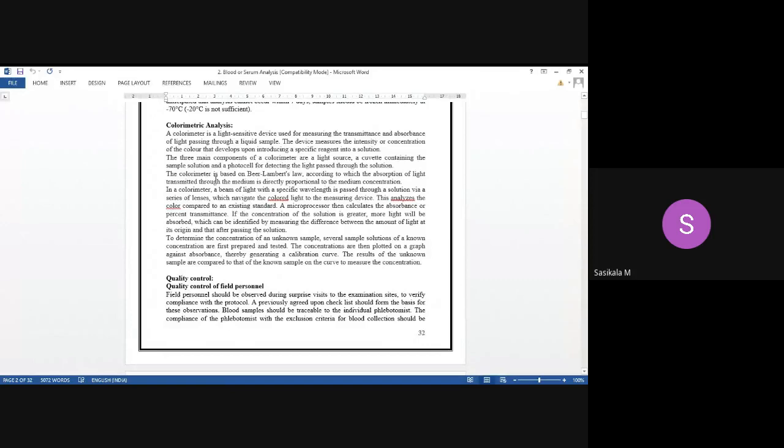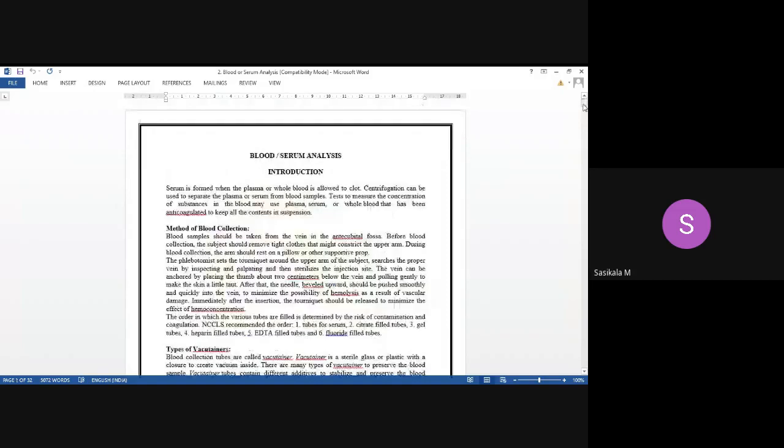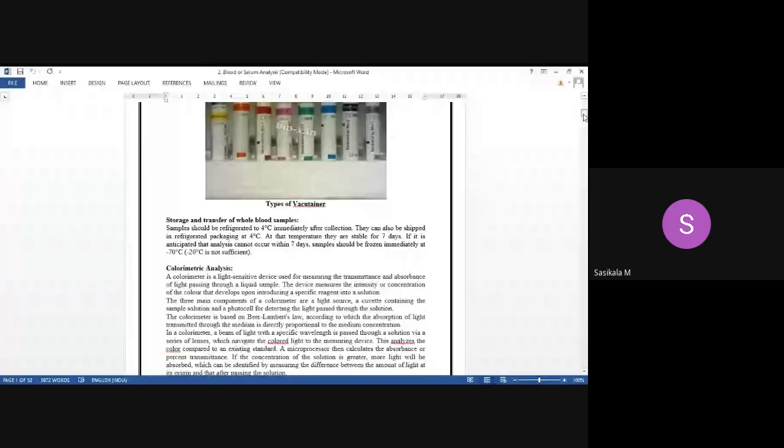What are all the constituents you are going to test in the blood will be done in the coming experiments. It is just the introduction part of blood sample analysis. Okay, so in the blood and serum analysis, the things given are how to collect a blood sample, what the various types of blood sample are, what containers are used for taking various samples, and then how it is analyzed. For analysis purposes we are using a colorimeter, which was not discussed in the theory part. That's why I'm discussing it here.